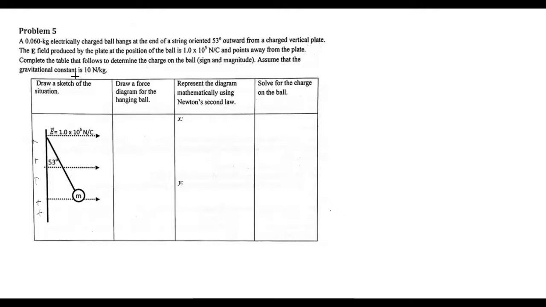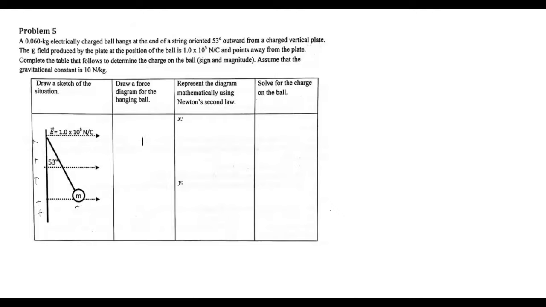Complete the table and follow-ups to determine the charge on the ball, sign and magnitude. Assume that the gravitational constant is 10 newtons per kilogram. So immediately we can tell that since this ball is being pushed away from the plate, this ball would have to have a positive charge in order to do this because it's being repelled by this plate.